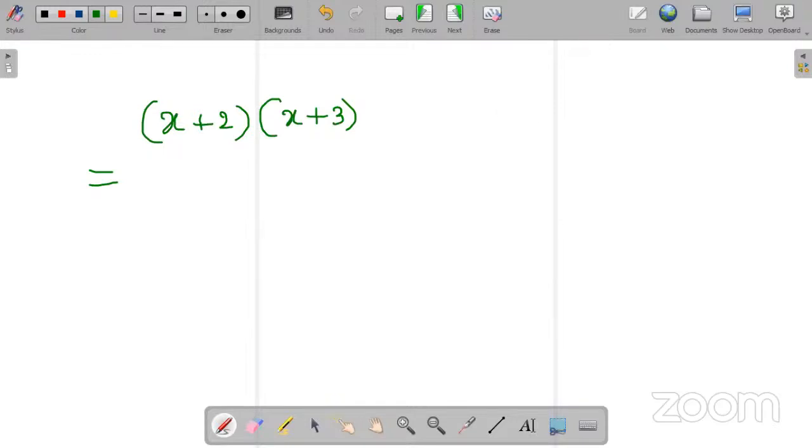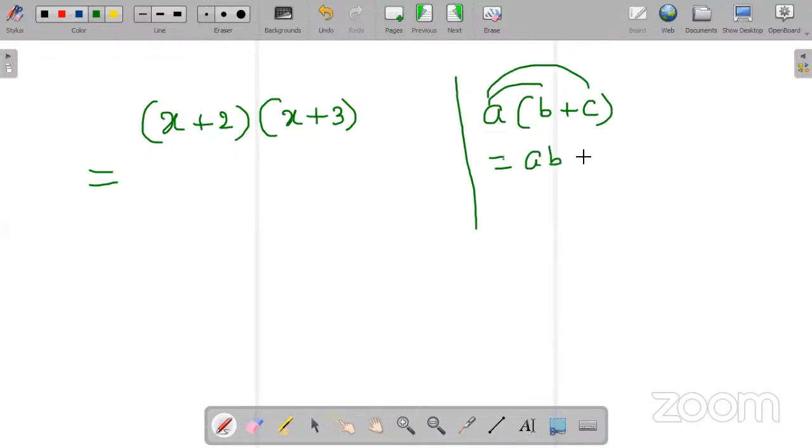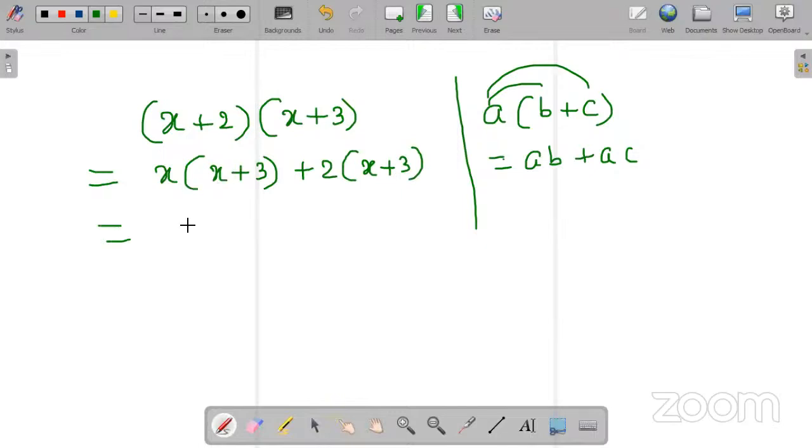You need to apply the distributive property. A times (B plus C) is equal to A into B, AB, plus A into C, AC. So first, x into (x plus 3). Clear? Now plus 2 into (x plus 3). Now x into x is x square, x into 3 is 3x, plus 2 into x is 2x, plus 2 into 3 is 6.